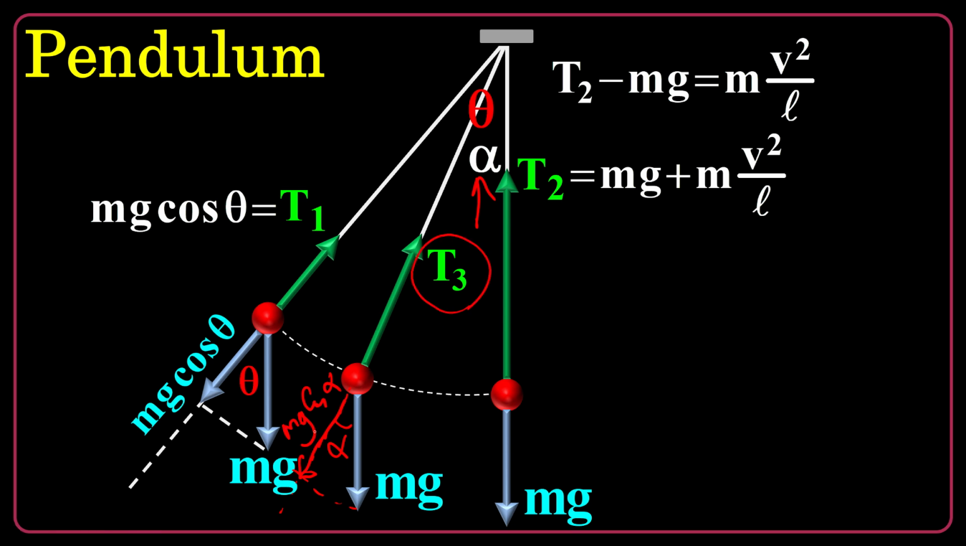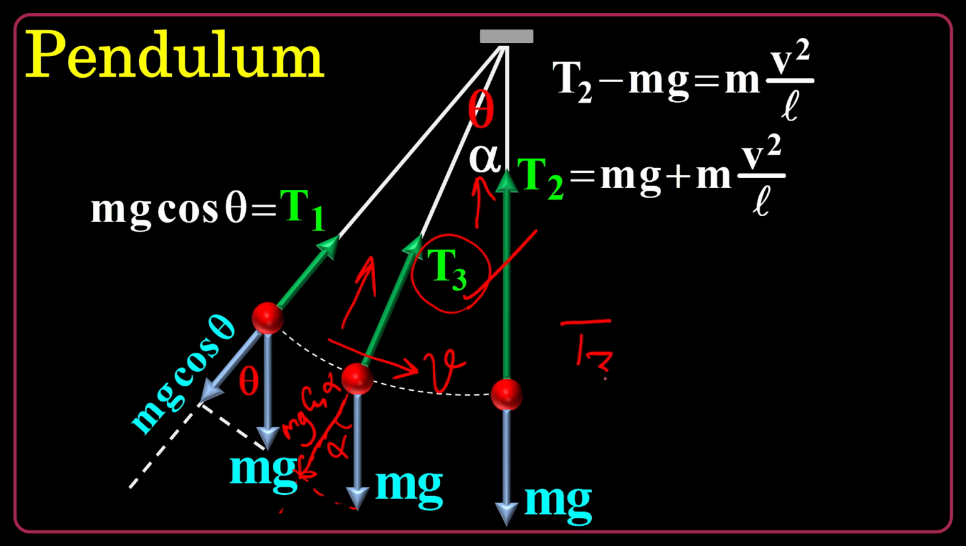T3 is larger than mg cosine. It must be larger because it's moving at this point. And as you have a speed, you need a centripetal force. So the resultant force is to the center. Based on that, T3 is larger than mg cosine of theta.